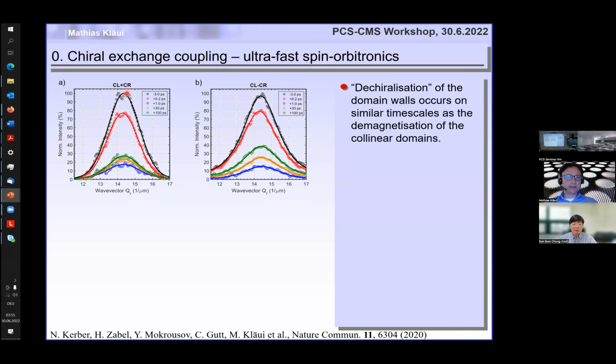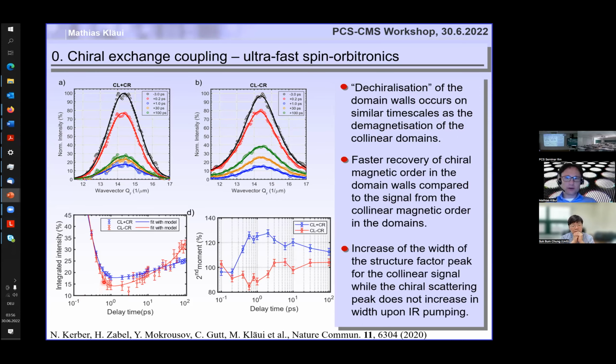Then the laser pulse has hit, the order of the domains has gone down, and it goes down even further, and then it recovers. And if we look at the chiral order of the domain walls, then we see that the chiral order of the domain walls also is reduced. That first, the collinear order, as well as the chiral order, are reduced due to laser irradiation. But then when we look at the recovery, we see that the chiral order of the domain walls recovers more quickly than the collinear order of the domains.